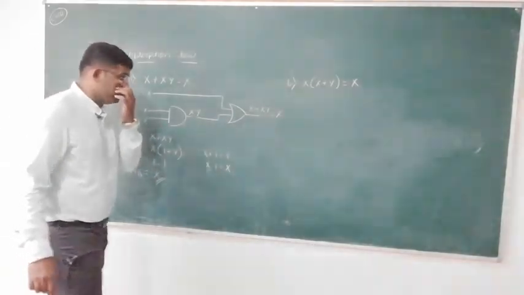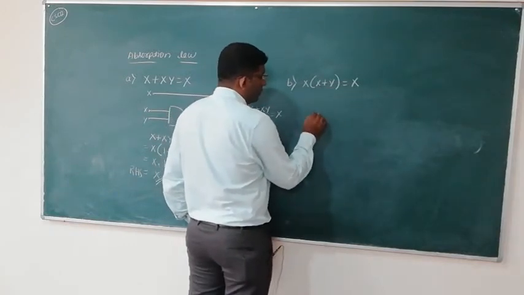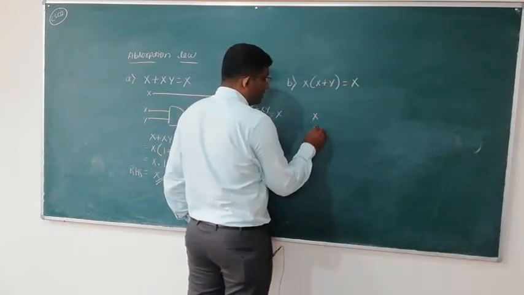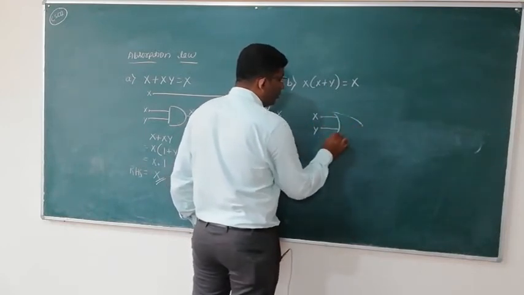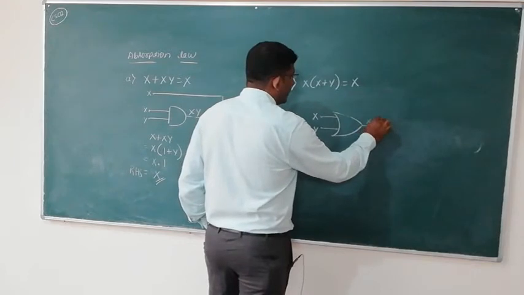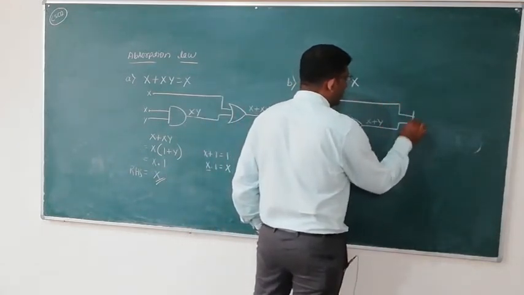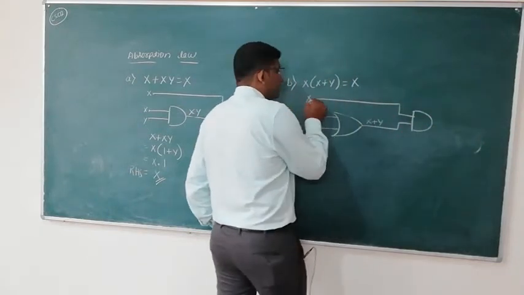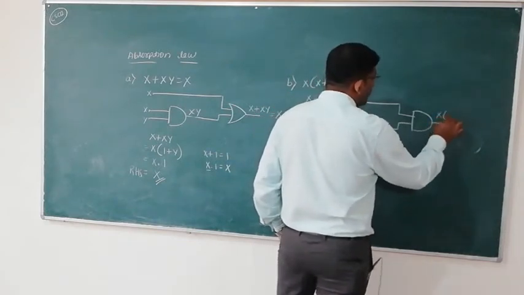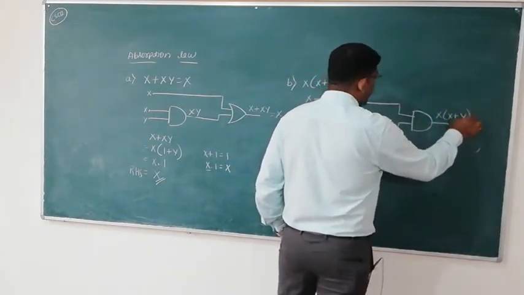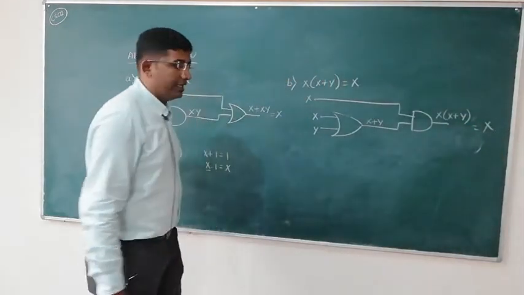In a similar way, here also I am going to consider x and y as two inputs for an OR gate, and the output of this OR gate will be x plus y. I am going to consider an AND gate, and the first input for that AND gate is x, and the second input will be x plus y, and it will give you x into x plus y. We have to prove this one is also equal to x itself.